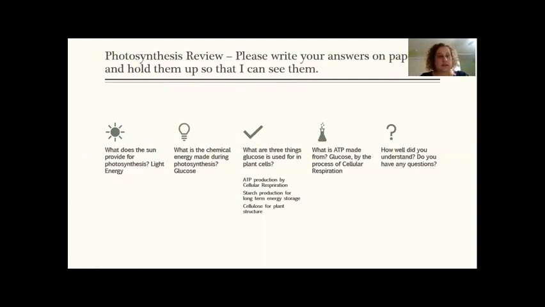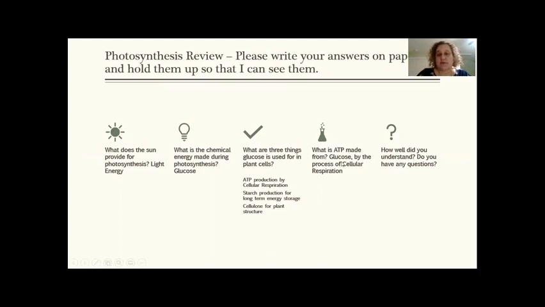All right, let's go through the answers. So the sun provides light energy for photosynthesis. The chemical energy that's made during photosynthesis is a sugar called glucose. Now, what are the three things in plant cells that glucose is used for? In plant cells, glucose is used to produce ATP by the process of cellular respiration. It's used to form long chain starch molecules that are used for long-term energy storage and usage. And finally, in plants, it's used as a structural component called cellulose.